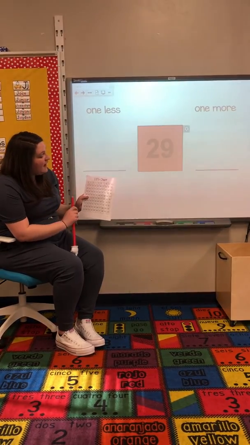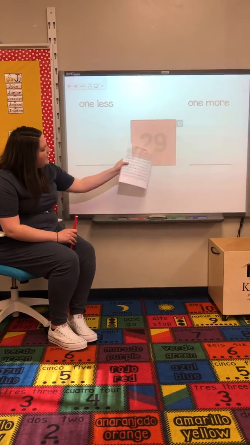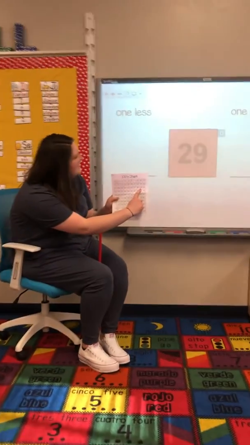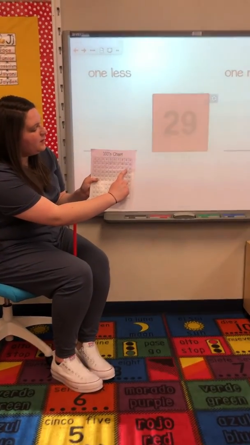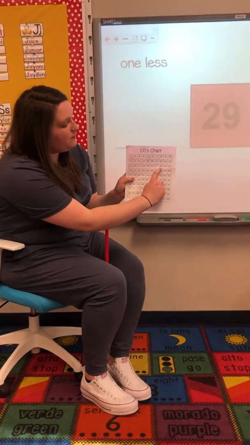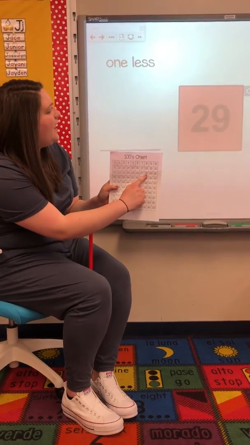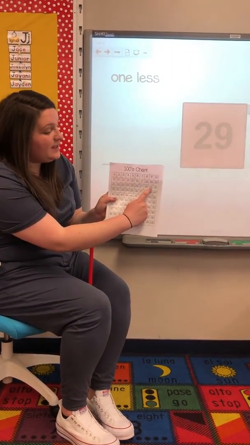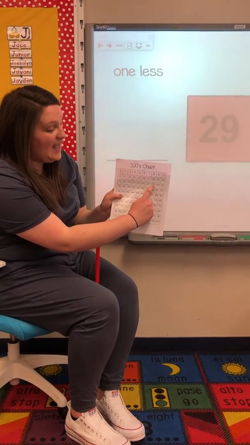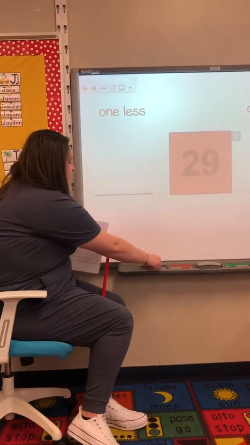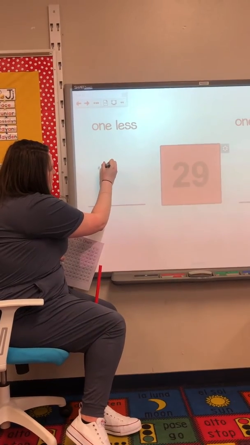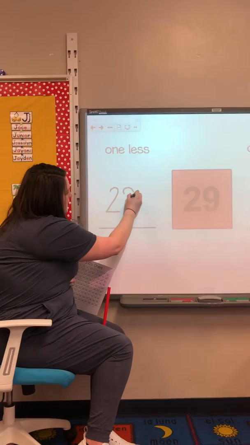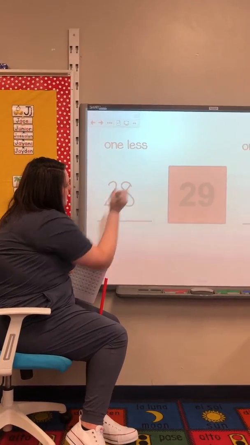So I'm going to find the number 29, so that's a 2 and a 9. So I'm going to find that right here. And now that I've found it, I'm going to jump back 1 to find what's 1 less. So we know that the number that comes before 9 is 8. So 29, if I jump back, it's 28. So I'm going to write that as what came before. Make your S and then straight up.